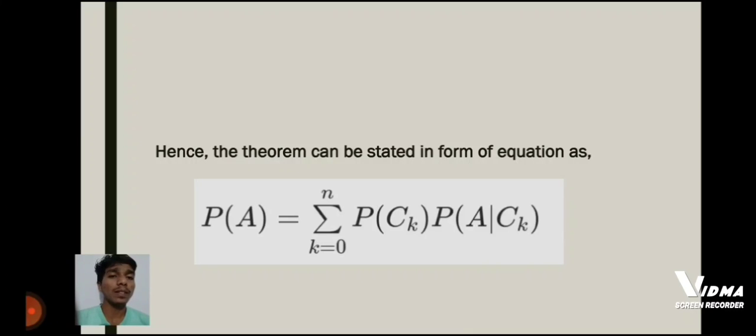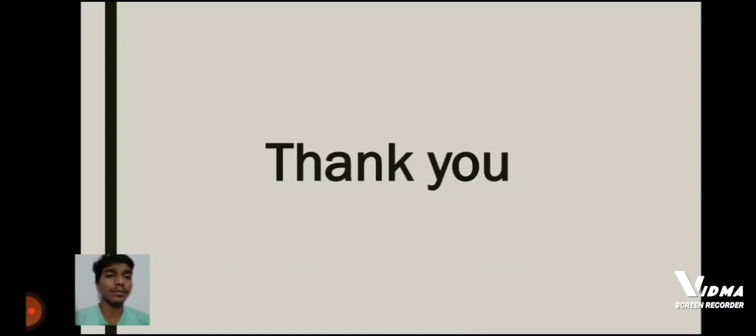So the statement of the total probability theorem is P of A equals summation k equals 0 to n of P of Ck into P of A by Ck. Hence proven. Thank you.